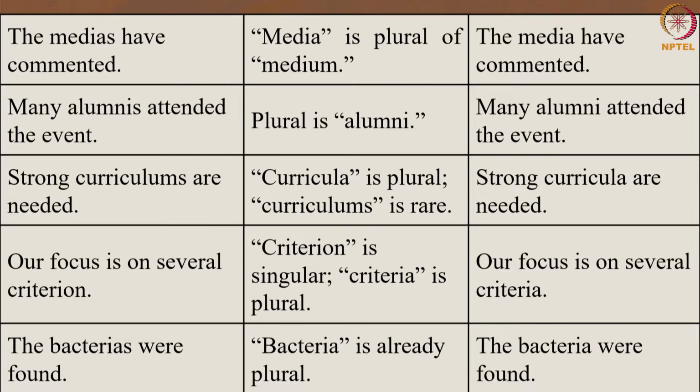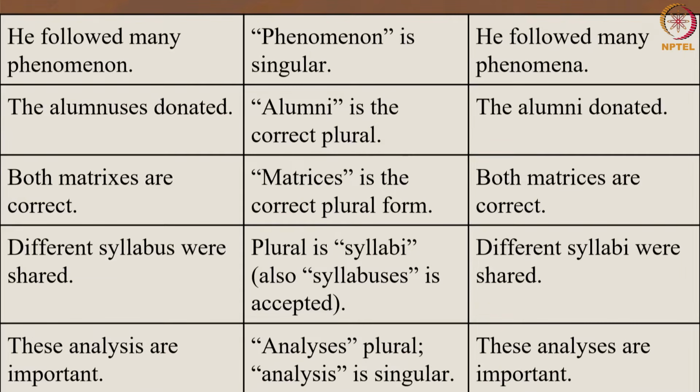Next one, our focus is on several criterion. So, criterion is singular, criteria is plural. So, the correct way is our focus is on several criteria. Next one, the bacteria were found. Remember, bacteria by itself is plural. The correct way is the bacteria were found. It's a plural noun. Look at the next slide. Example, he followed many phenomenon. Now, if it's many, it has to be plural. So, phenomenon is singular. He followed many phenomena.